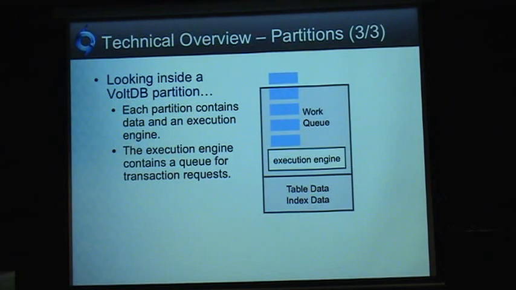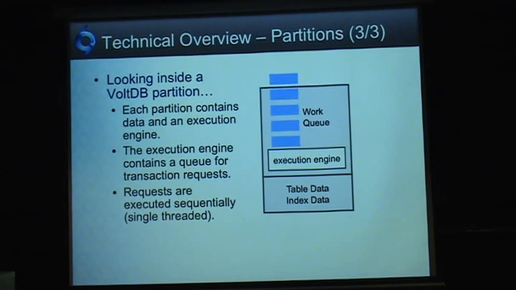Sitting on top of that execution engine is a queue for these transaction requests. Your comment earlier about 2 things running simultaneously. As transactions enter the system, they're uniquely stamped, and they all end up serialized, and they end up landing on top of the correct partition. And then this execution engine runs these stored procedures to completion, sequentially, single-threaded, commit or rollback, move on to the next transaction.